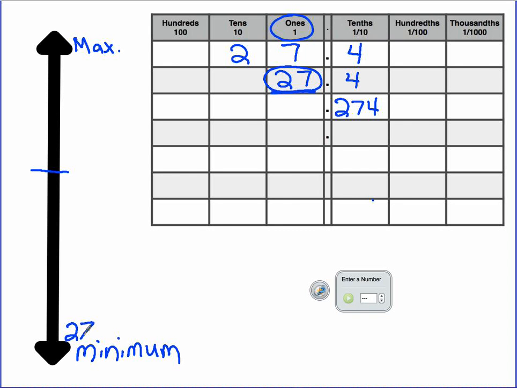What would be my top number? I'm going to have you guys click that in. What would be the maximum number? If we were going to round 27, what could 27 round up to? The biggest number it could round up to. So my minimum's 27, and I'm rounding the ones place. What's the next number up that comes after 27? Everybody? 28. So the largest I can go with this number through rounding is 28.